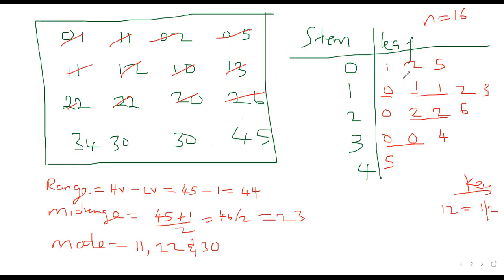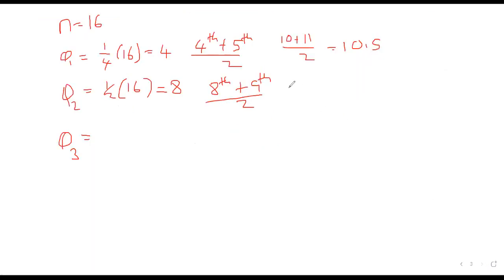So 1, 2, 3, 4, 5, 6, 7, 8, and 9. What two numbers are these? 13 and 20. Yes, 13 and 20. 13 plus 20 divided by 2, which is 33 divided by 2. What do we get? 16.5.